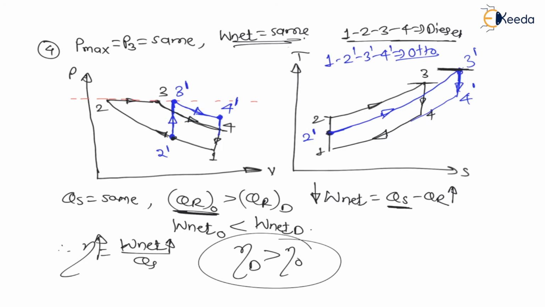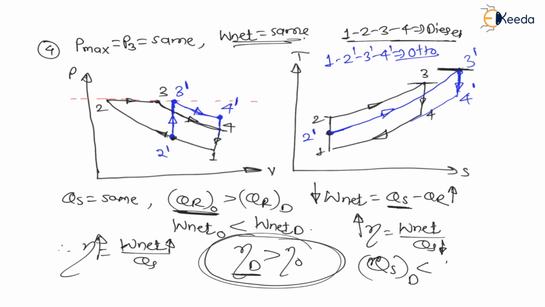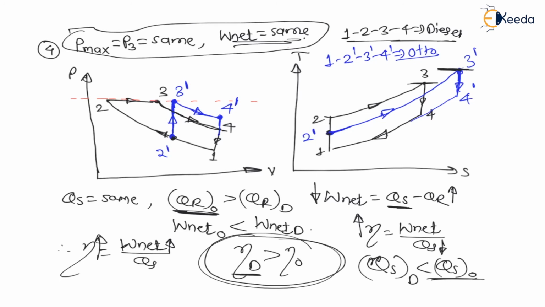For this case my dear students, everything will be same, only change will come as efficiency of diesel is more than efficiency of Otto. Therefore efficiency is equal to W net divided by heat supply, right? And my dear students, as W net is same, heat supply decreases, then only efficiency increases. For constant W net, heat supply decreases, then only efficiency increases in this case, right? Therefore as efficiency of diesel is more, therefore heat supply of diesel will be less as compared to heat supply of Otto if maximum pressure is same and W net is same. Only this change will be there.